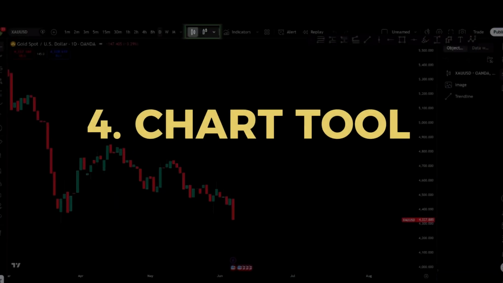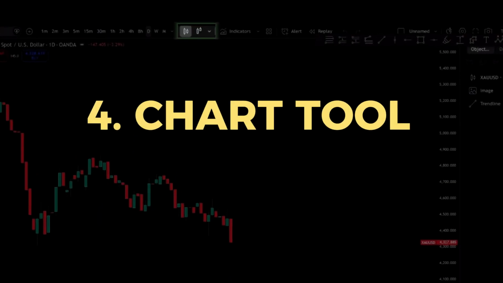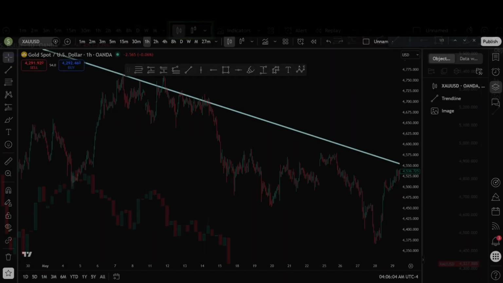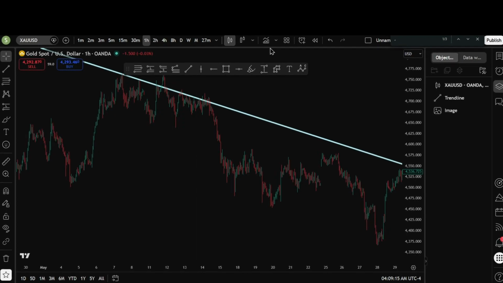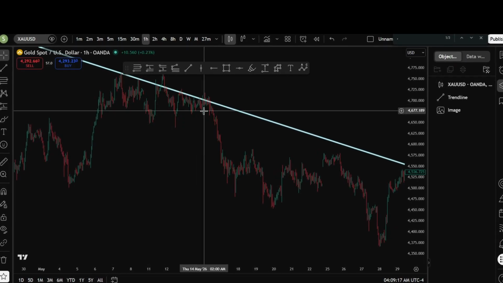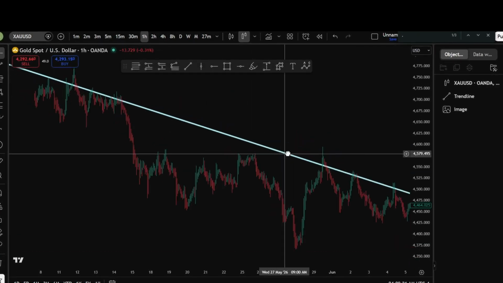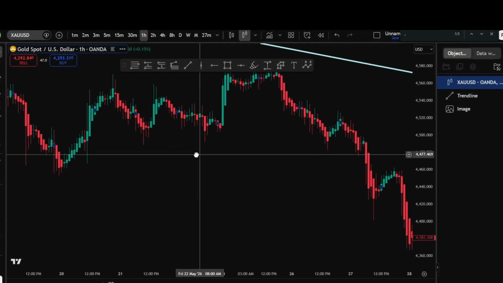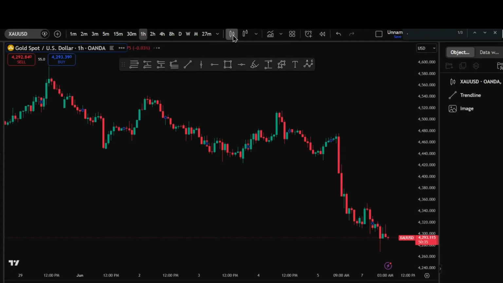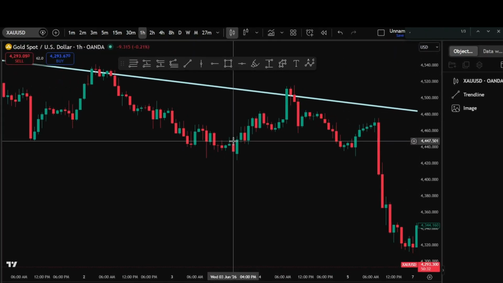Next, let's see what else TradingView has. TradingView allows you to view price data in many different ways. If you want to change the chart style, just click on this menu. Currently, I'm using Candlestick, which is the most popular and visually intuitive way to display price movements.